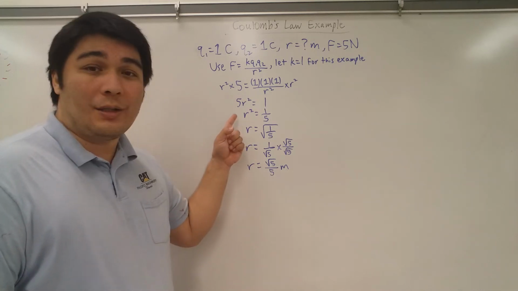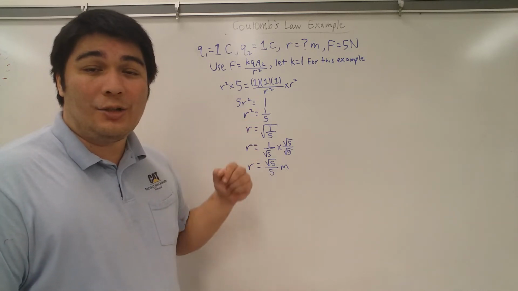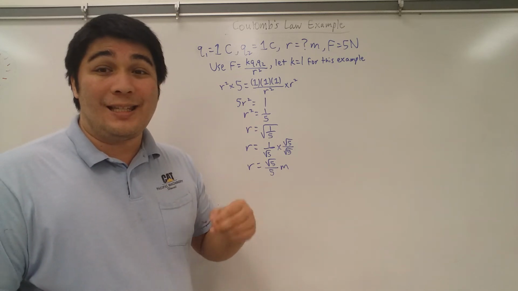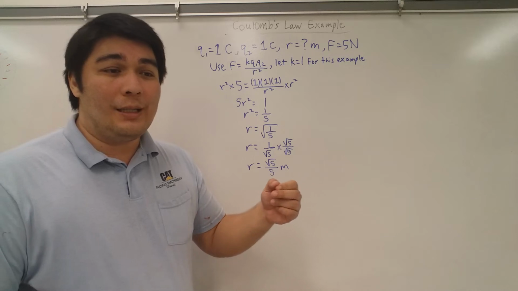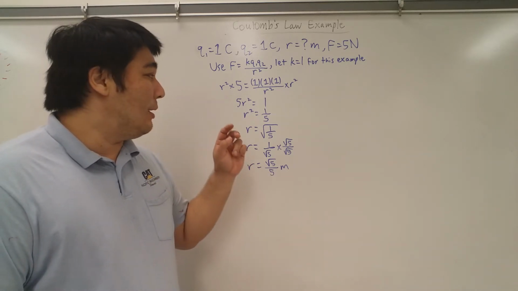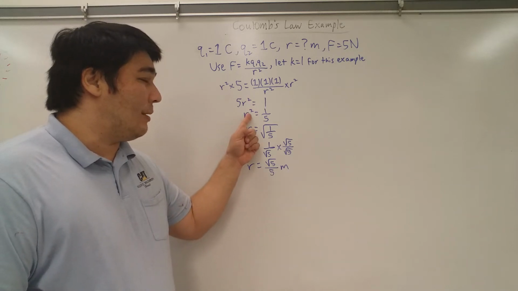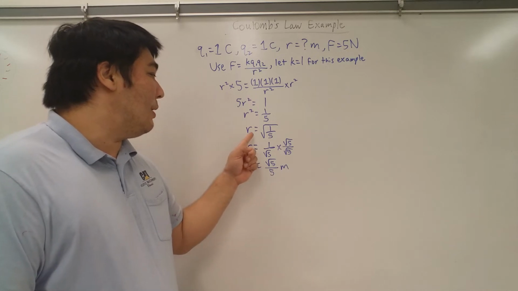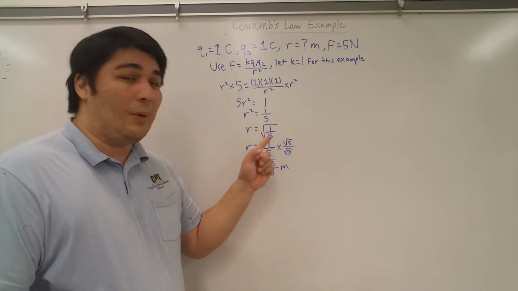So then we can now square root the whole thing, because to isolate the variable, we need to do the opposite operation of what's being done. So if R is being raised to the second power, we need to take the square root, or the second root, in order to get rid of that second power. Of course, we do it to both sides of the equation. We've got R equals plus or minus the square root of 1/5.